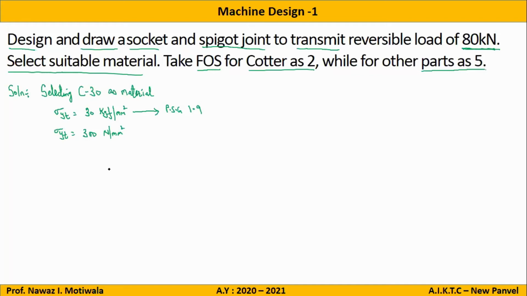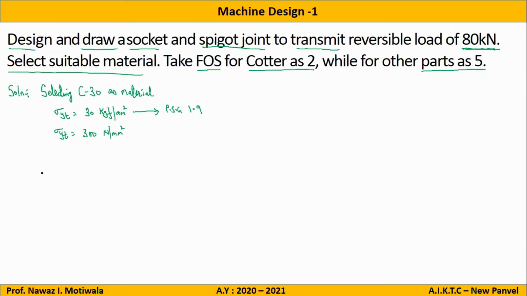Any doubts to anyone till here? No, sir. Okay. What we do next, we divide by factor of safety. We divide this entire term by factor of safety to find out what is sigma s, what is sigma b, what is sigma c, and what is sigma t. But here we can't do it directly because FOS for different parts are given as different.